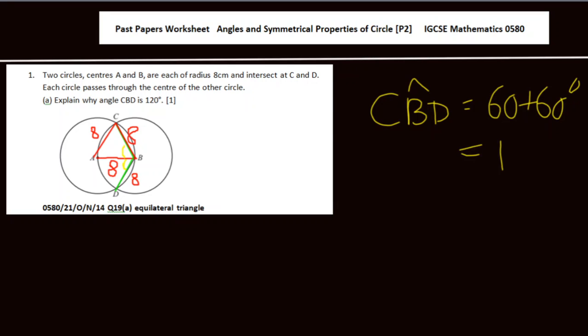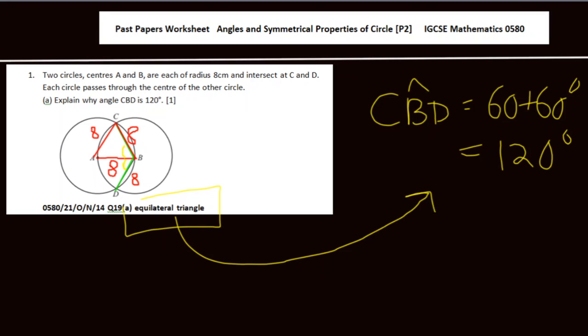If you notice, this is making an equilateral triangle, because this is also the radius, which means this angle would be 60 degrees and this angle here would be 60 degrees as well. So CBD will be equal to 60 degrees plus 60 degrees equals 120 degrees, and along with that you have to write the reason, which is equilateral triangle. Mention that as well with your solution.